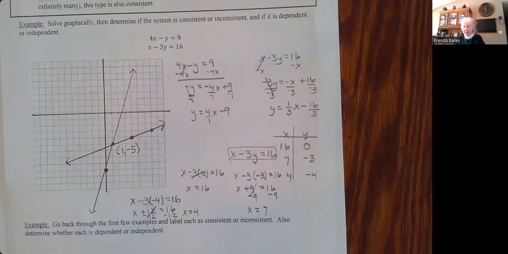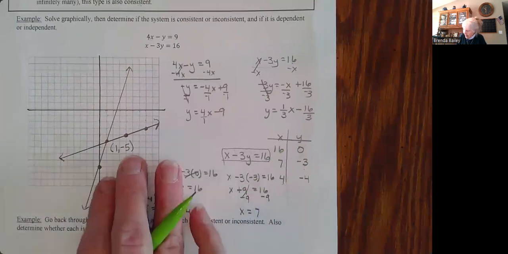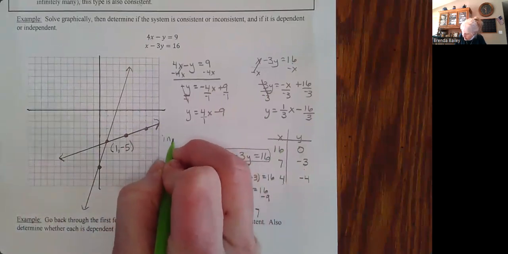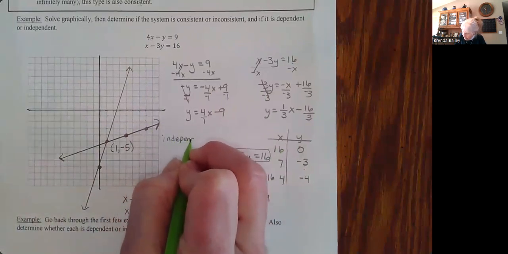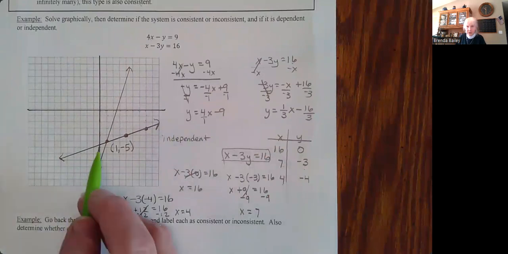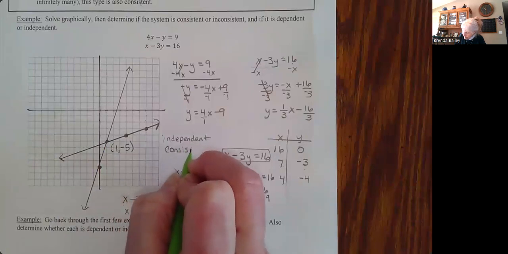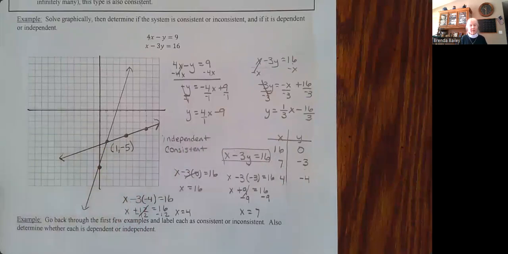Now, is this independent or dependent? Well, these are independent lines. So this one is independent. Let's see, where can I put, I guess I can just put it right here. So it's independent. Is it consistent or inconsistent? There is a solution, at least one. So it is consistent. All right, so we have a solution on these independent lines. It makes it consistent. And that solution is 1, -5.